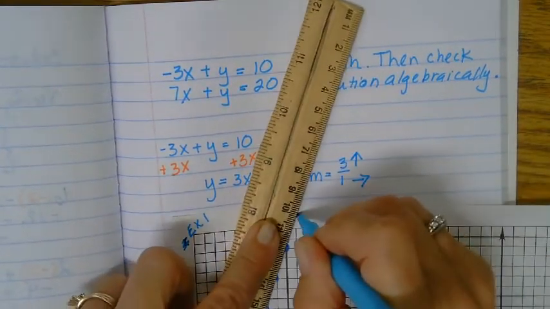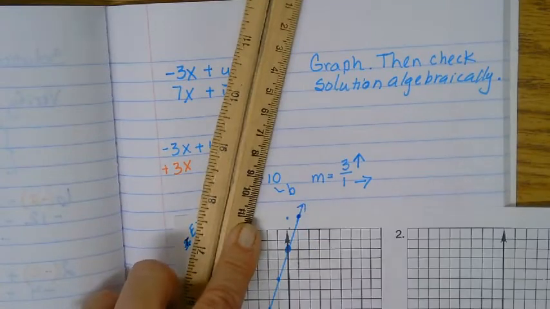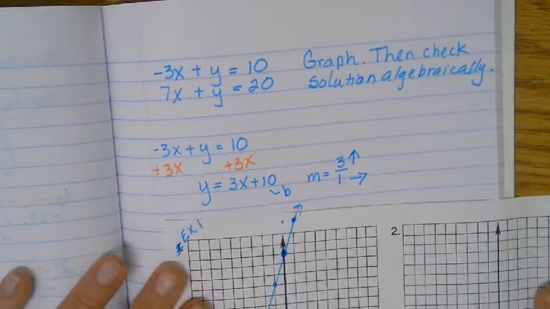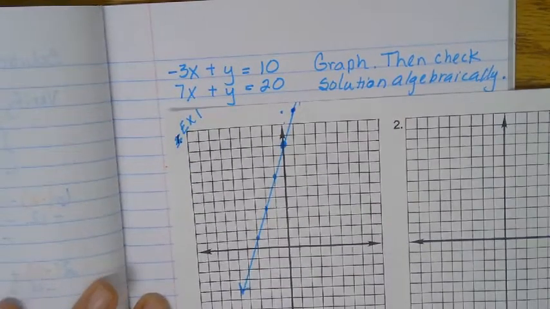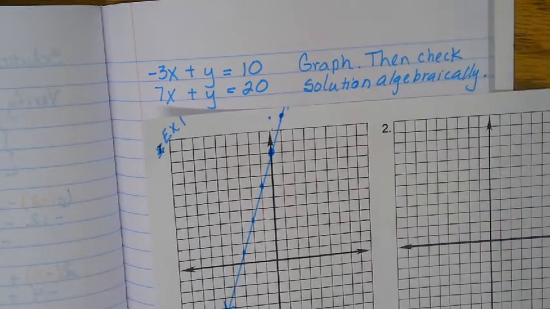If you want a ruler, you can grab one. If you feel you can draw a straight enough line, you can do that. I like to use a ruler because, huh? You can't draw straight lines. I can't draw straight lines either. That's why I use a ruler.